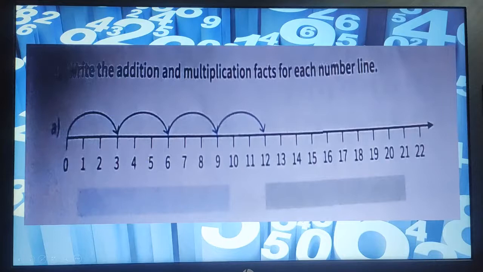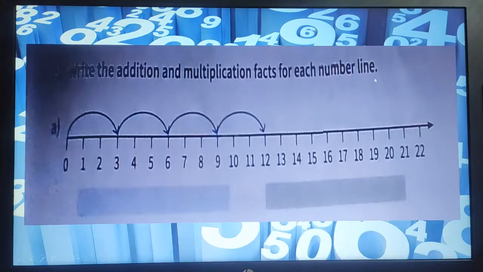Write the addition and multiplication factors for each number line. Now here a number line is given and it is drawn here. From 0 to 3, 3 to 6, then it is jumping 6 to 9, then 9 to 12. So we have to add as well as multiply.